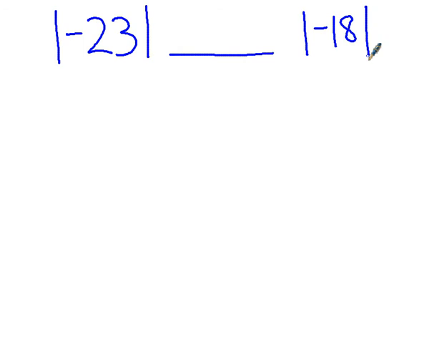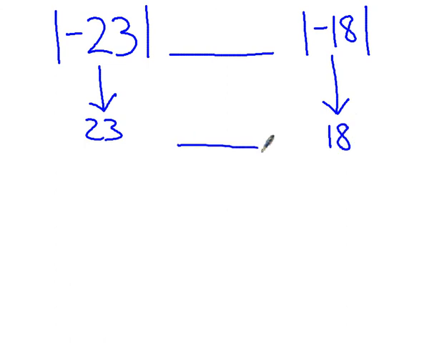All right, you should have this, that the absolute value of negative 23 is 23, which is positive. Absolute value of negative 18 is a positive 18. Therefore, 23 is greater than 18. Go back to my original problem. The absolute value of negative 23 is greater than the absolute value of negative 18. All right, so now we know how to compare two integers.